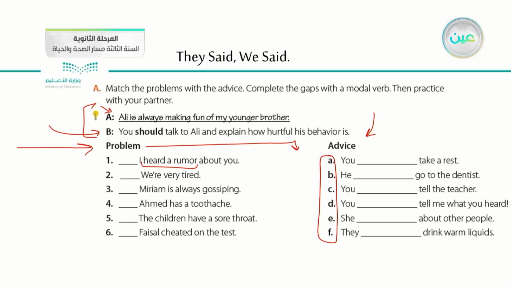Number one says, or A says, you take a rest. B, go to the dentist. These two are irrelevant to number one. So after that we have C, tell the teacher. D, tell me what you heard. E, she talks about other people. F, drink warm liquids. So we have here a problem about hearing a rumor. Which one do you think is the most suitable choice?